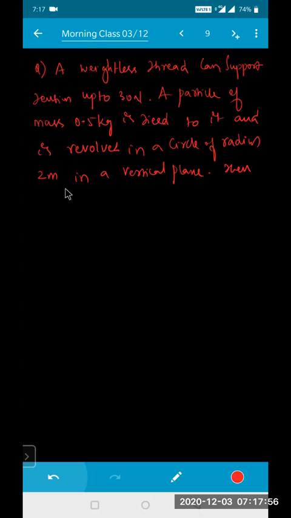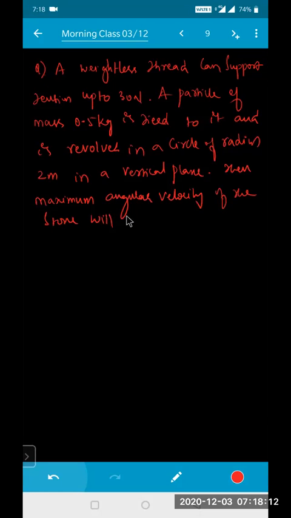Then the maximum angular velocity of the stone will be? The options are: 5 radians per second; under root of 30 radians per second; under root of 60 radians per second; and the fourth one is 10 radians per second. So in order to calculate the value of omega, we need to calculate what, beta?